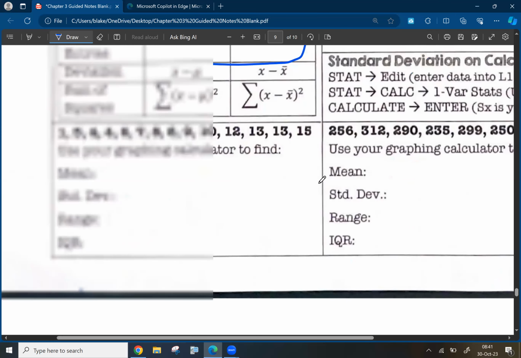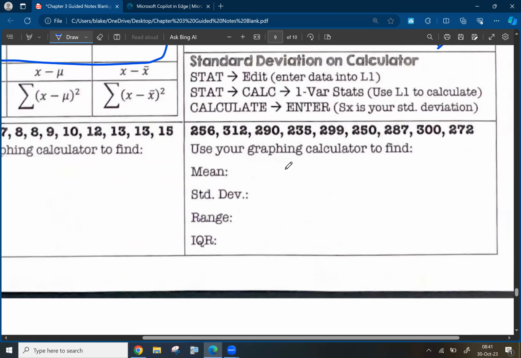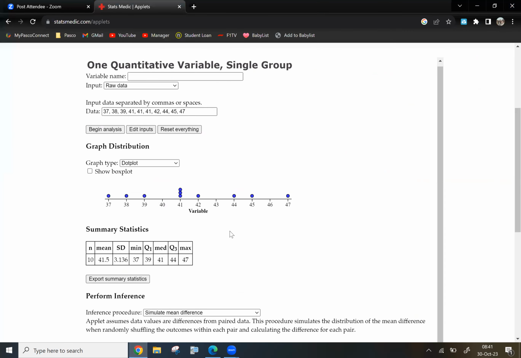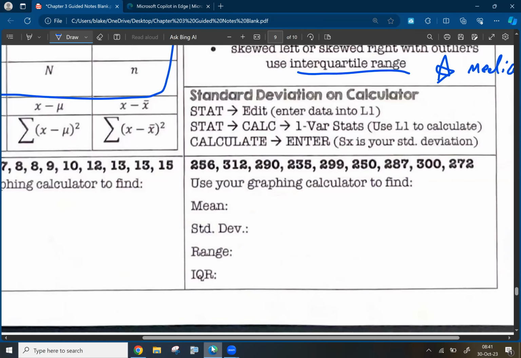All right, I'm not going to do these final examples, but you can do them. This shows you the calculator, like on a TI-84 calculator. So if you want to follow these steps, you can. Or I showed you just recently how to use the StatsMedic website. You're more than welcome to find the answers using the StatsMedic website.